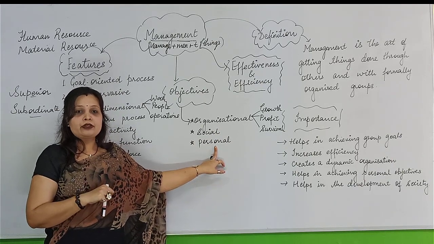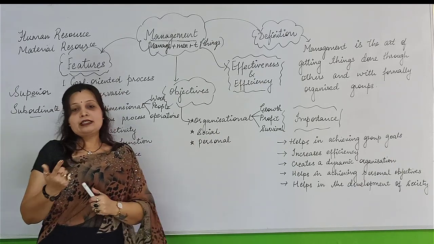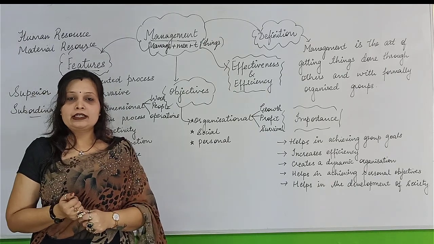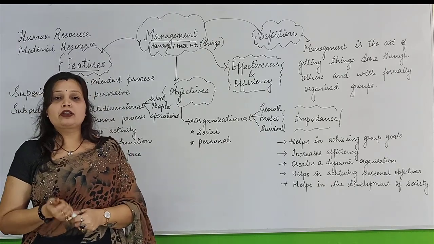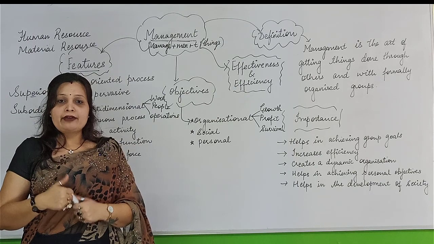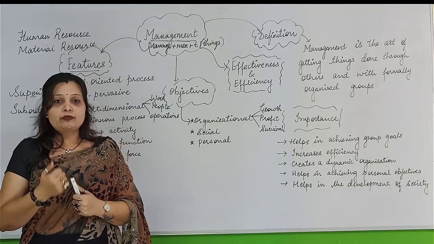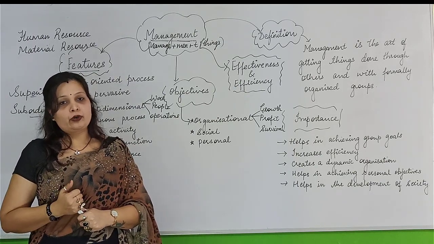Now my personal objectives are again of three types. First is, as you can guess, financial needs. If I am working in an organization, the very first need which I need to fulfill is financial. I should be financially stable so that I can live a good living.